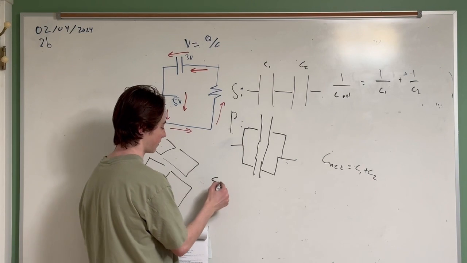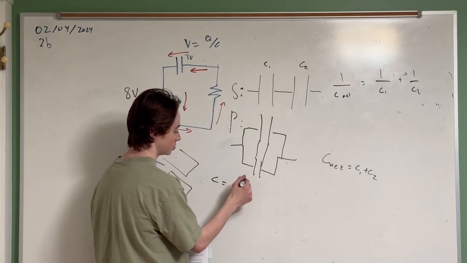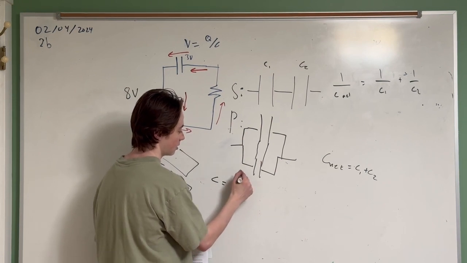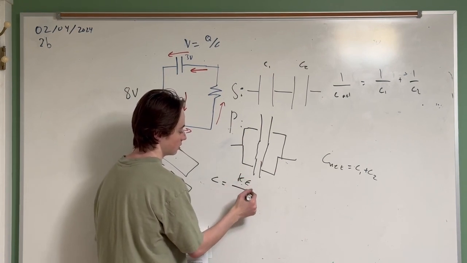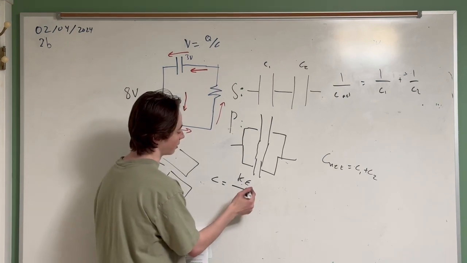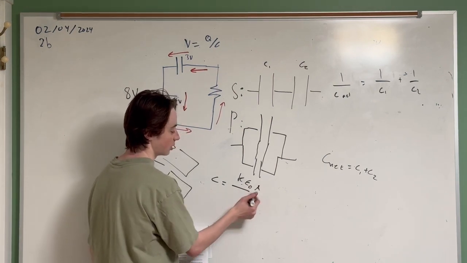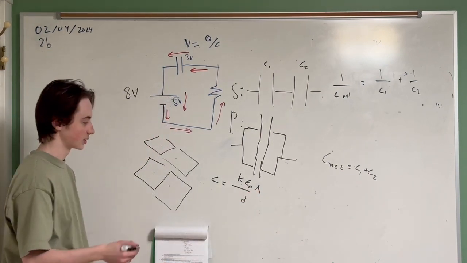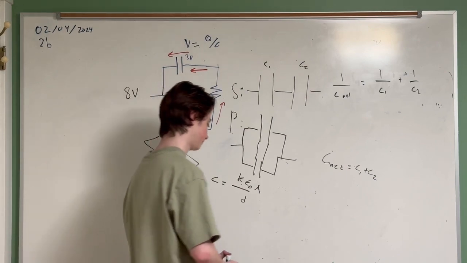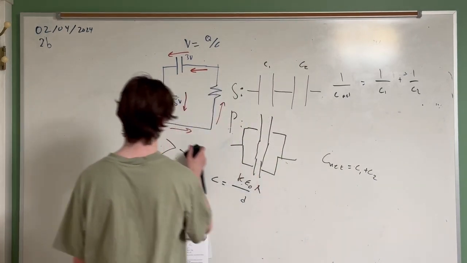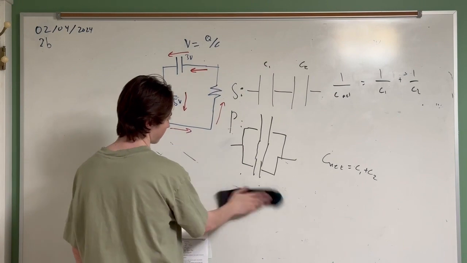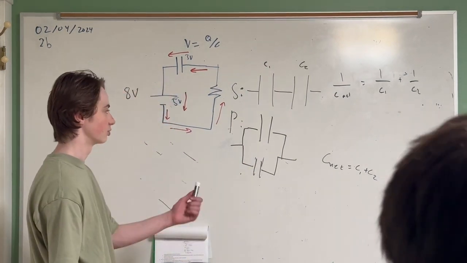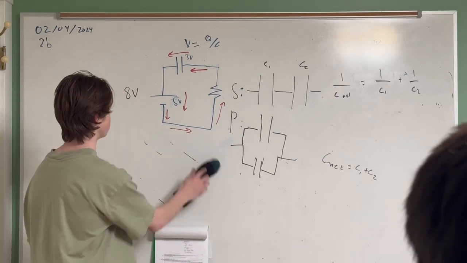And remember, capacitance is equal to what was it? Kappa, epsilon naught, area over D. It's like we're just adding the areas together, just like we're adding the lengths together with resistors. So capacitors in parallel and capacitors in series have the opposite properties, but really similar formulas to resistors in parallel and resistors in series.